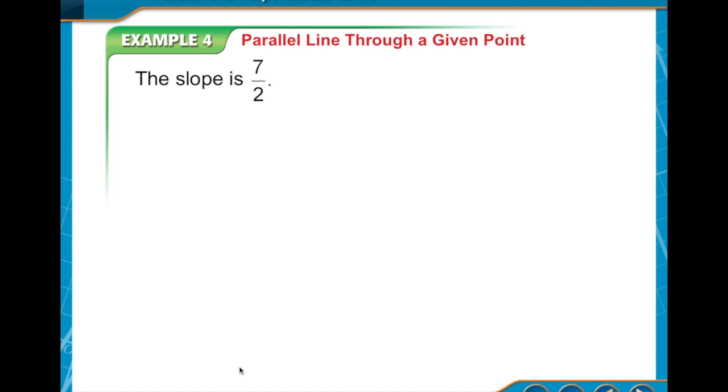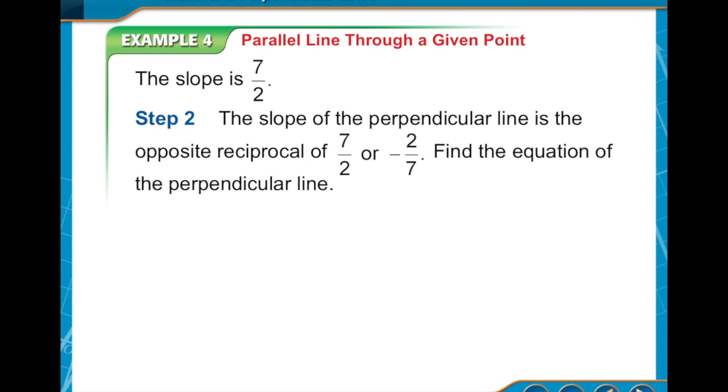So the slope we found for the given line was 7/2. They told us it's perpendicular to that, so we know it's going to be the opposite reciprocal. So flip it and switch the sign. That gives us the slope of the line we want. Now we just have to write that equation, and they also gave us a point, so we can plug in. We have a point and a slope. Plug those in, get your value.